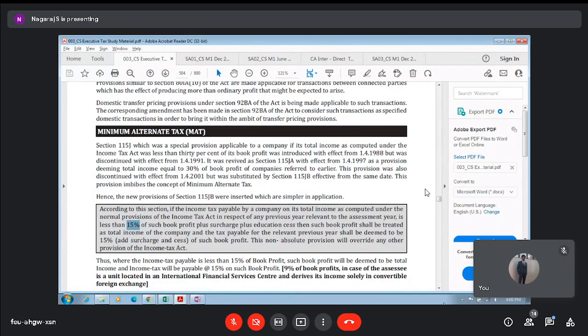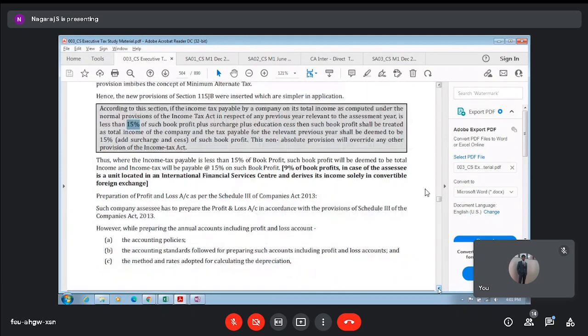And how many years can MAT credit be carried forward? 15 years. Same. There is no change at all in that. Only the rate you need to remember. 15% in MAT. Okay.